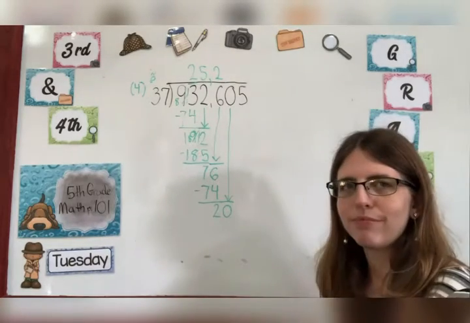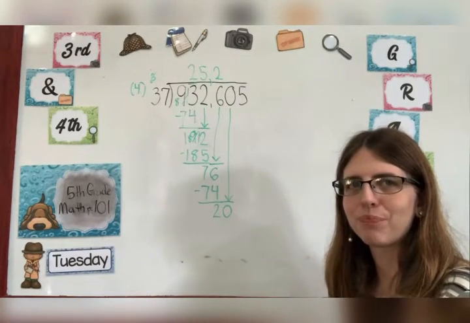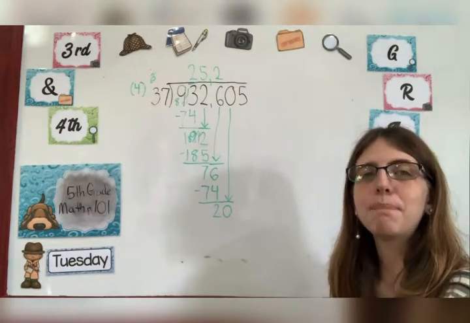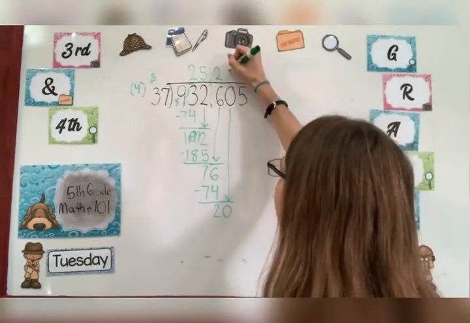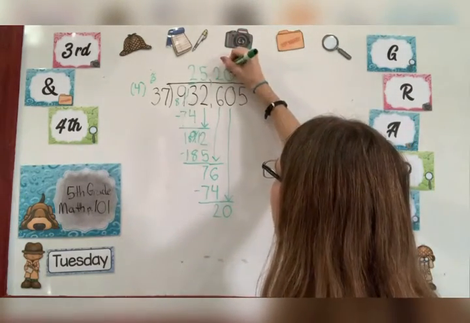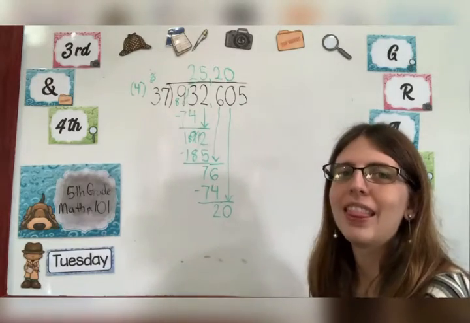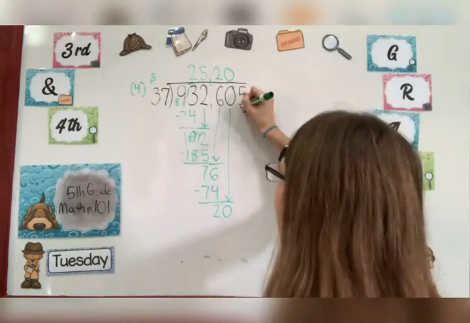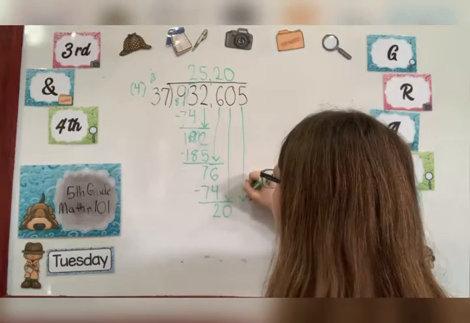37 into 20. Can I divide 20 by 37? No, because 20 is smaller than 37. So since I can't divide it, I have to put a big fat 0 up here over that number. Then I can bring down my 5. But if I don't put that 0, I would have the wrong answer, so make sure you put that 0.